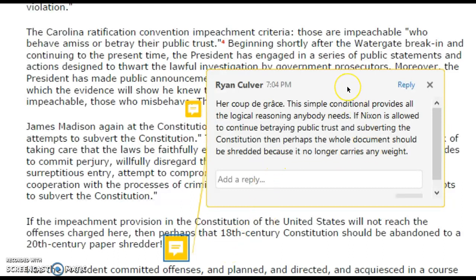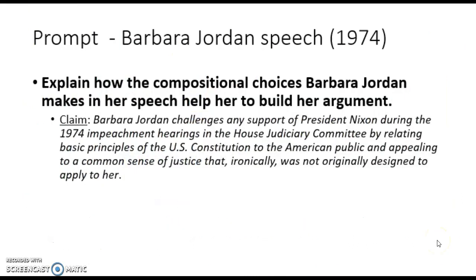She's actually suggesting to the House Judiciary Committee that they take the U.S. Constitution and shred it if they can't seriously consider impeaching Nixon after what he's done here, because what she's trying to say is that if he can subvert trust and get away with it, then this whole document is worthless because it doesn't carry any weight. It's supposed to be able to stop him, and it's not. Very powerful moment.